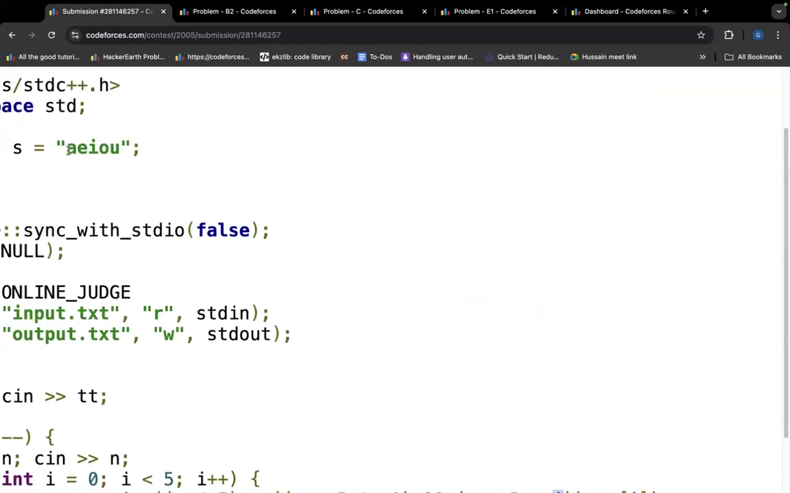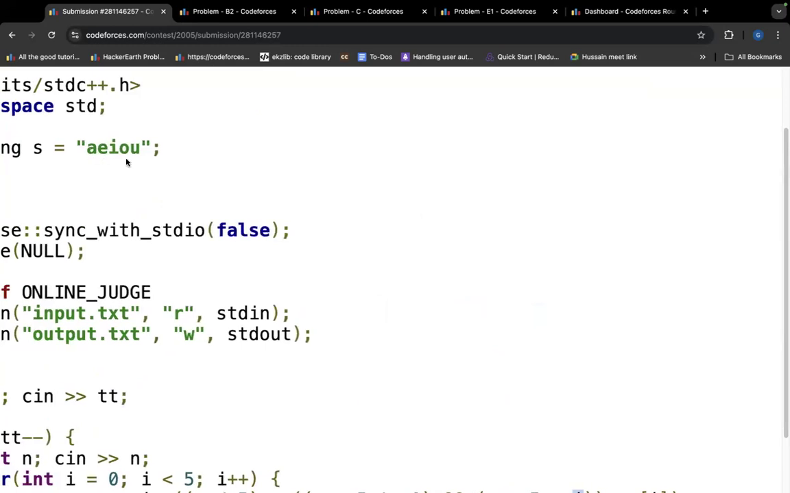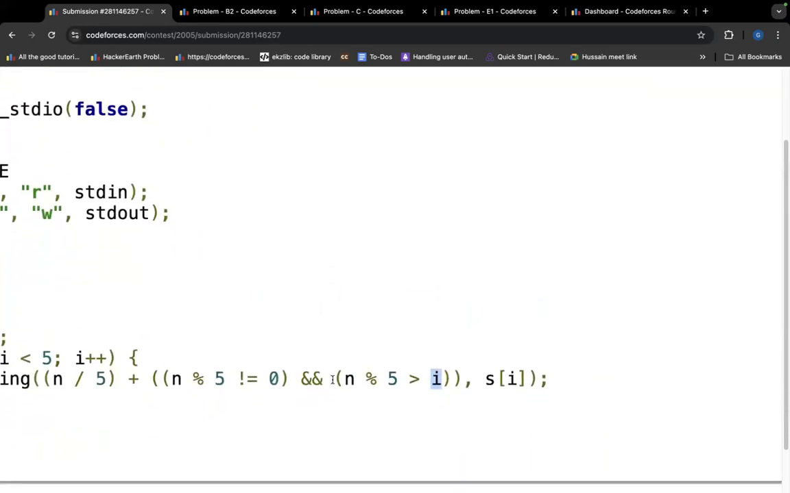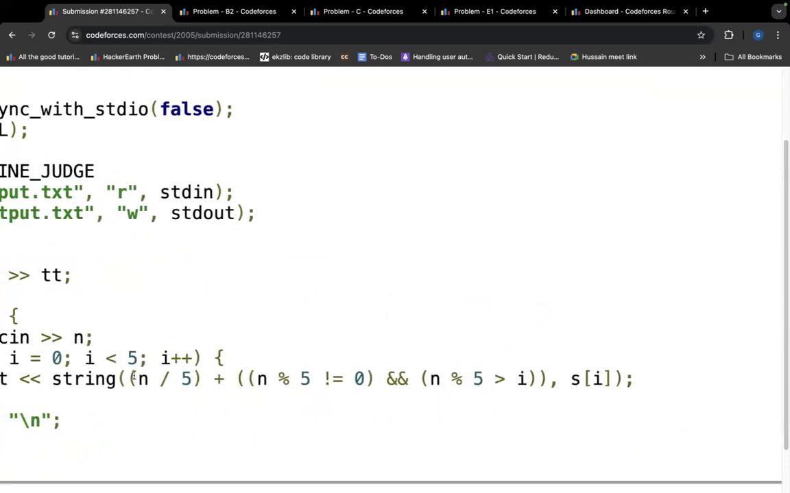If it was 3, I would want to have A, E, I. If it was 4, I would want to have A, E, I, O. So that is why if n modulo 5 is greater than the character's position, I would have an extra occurrence of that character. Otherwise, I would not. So I am just having the count of how many occurrences I want of that character, and then I am passing the character itself.